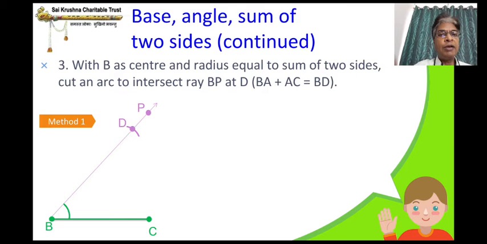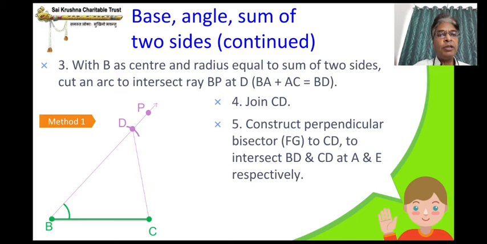Now the point is we have to locate A. Once we locate A, then we can draw the triangle ABC, correct? Yes. So all of you will be able to understand this point very well. Let us move forward with the further steps. Now join CD. Construct perpendicular bisector FG to CD to intersect BD and CD at A and E respectively.